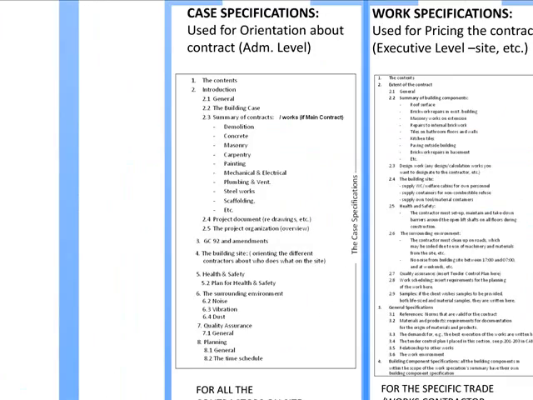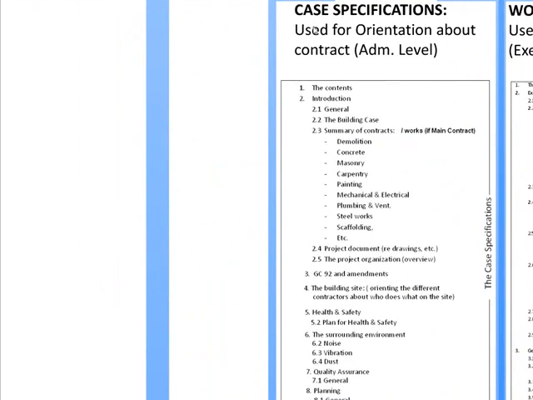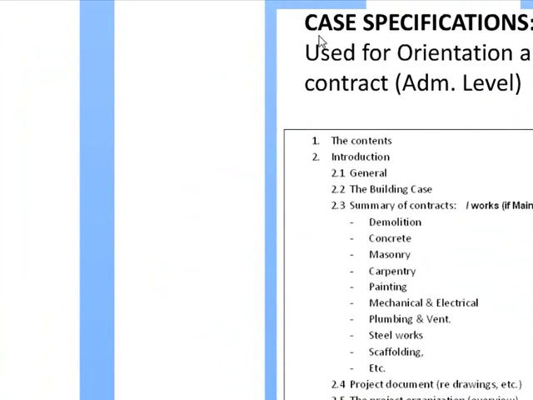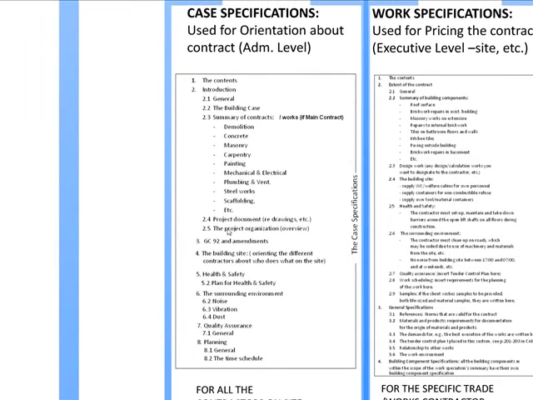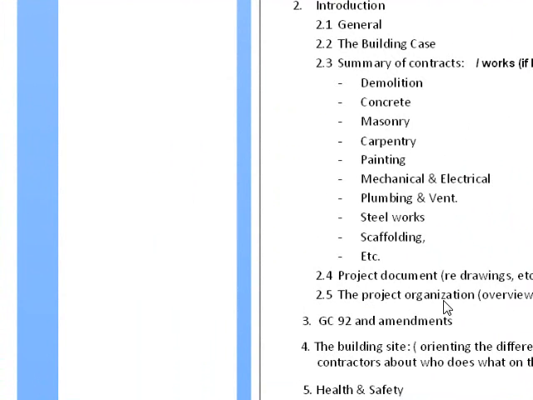This is a simplified list of the things in the case specification. Again, it's only used for orientation and it's used at the administrative level. So it tells something about the building case. It gives a summary of all the different works involved in the contract or in the project, and it tells how the project documents are organized regarding drawing numbers, how the drawing number system works. It gives a project organization overview. This could be a simple chart showing who's in charge, who's consultant, etc. All the amendments to GC92 are written here.